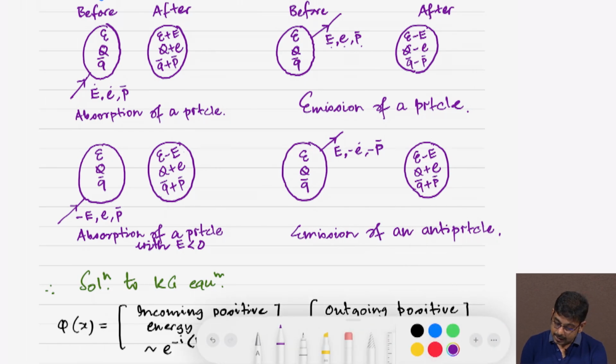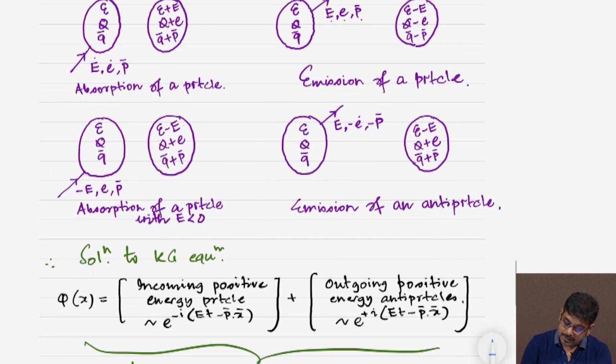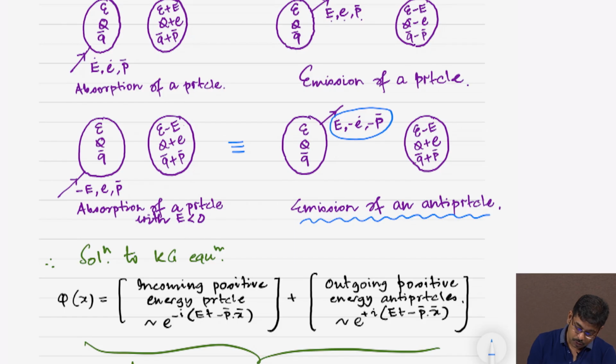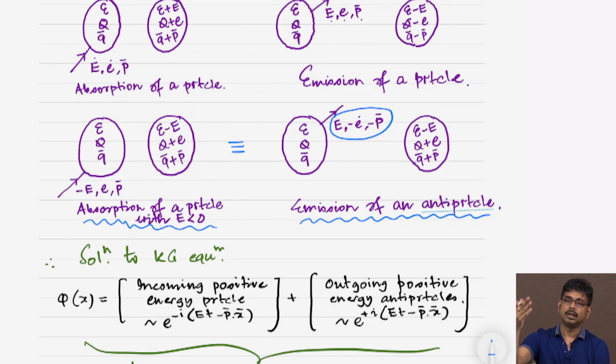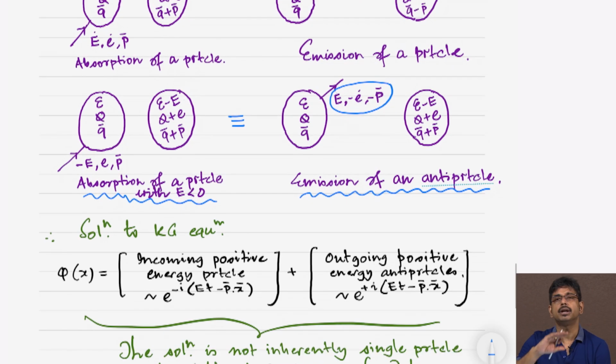Now, you can see that the energy configuration of the system after emission of an antiparticle of this kind is essentially equivalent to absorption of a particle with negative energy. So, therefore, you can say that absorption of a negative energy particle is essentially the emission of an antiparticle with positive energy, but where I am going to flip the sign of the electromagnetic charge.